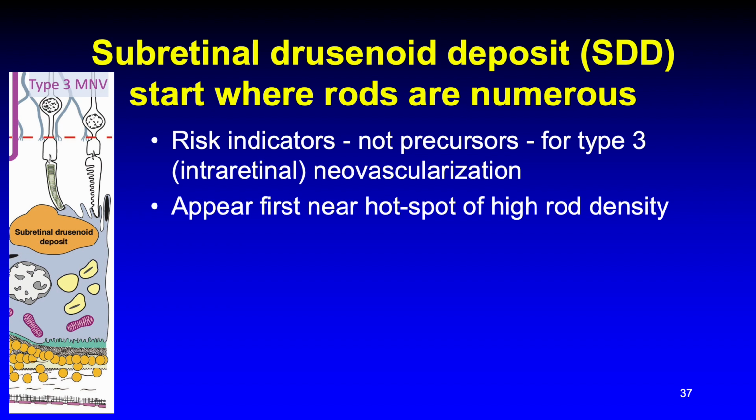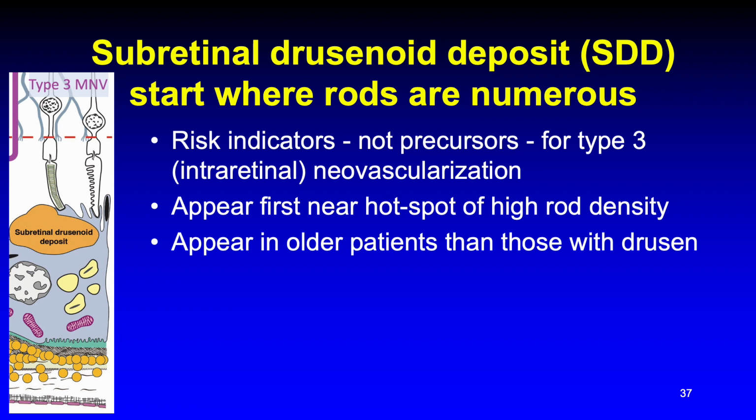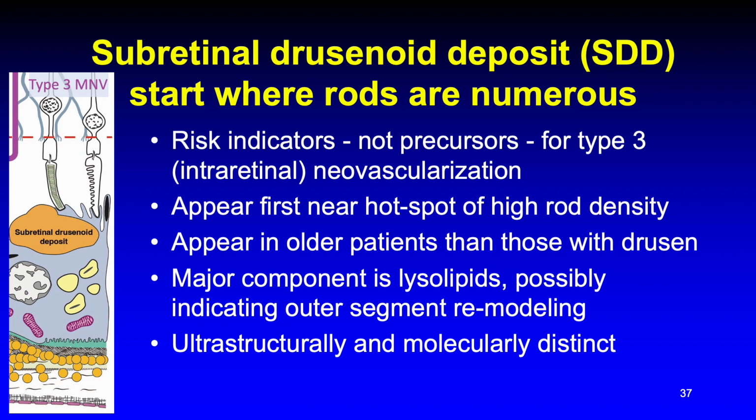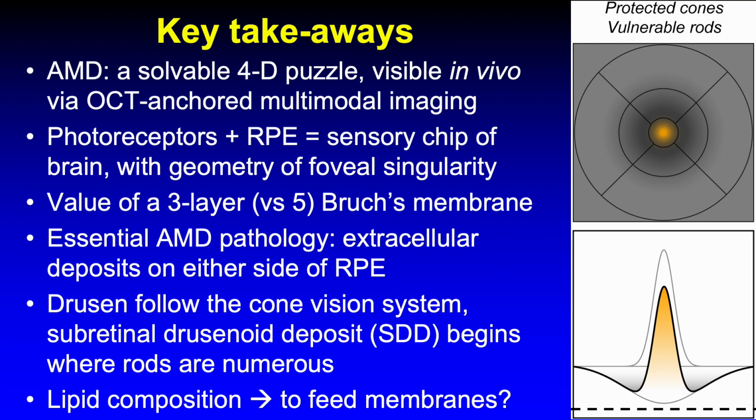They appear first near the hot spot of high rod density. They appear in older patients than those with drusen. A major component is lysolipids, possibly indicating outer segment remodeling. They are ultrastructurally and molecularly distinct from the cells around them and from other deposits.